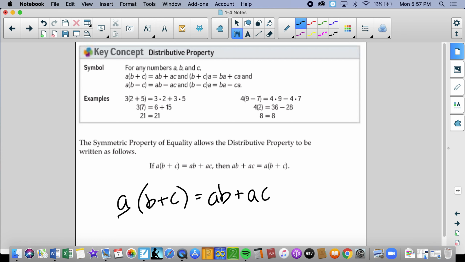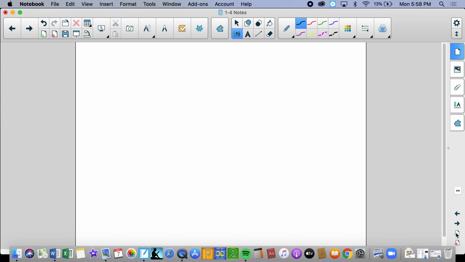We're distributing this A times into each of those terms. And how I liken it is if you come to my house and I'm giving out Snicker bars for Halloween, I'm going to distribute a Snicker bar to anybody that comes to my house, and that's the distributive property. So I always liken it in that manner.